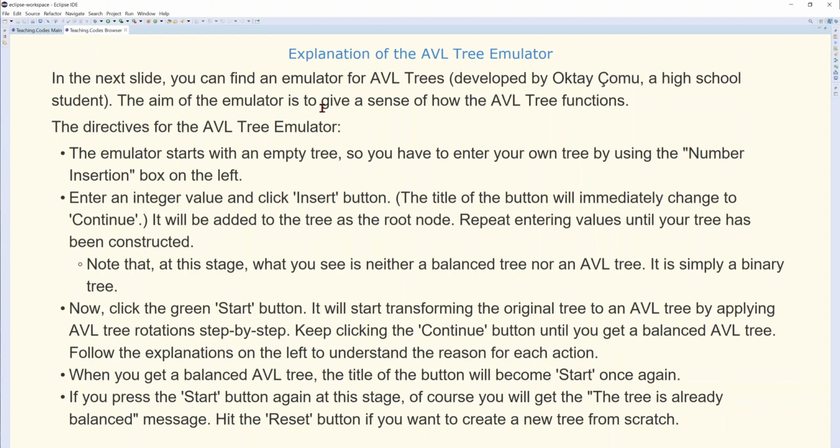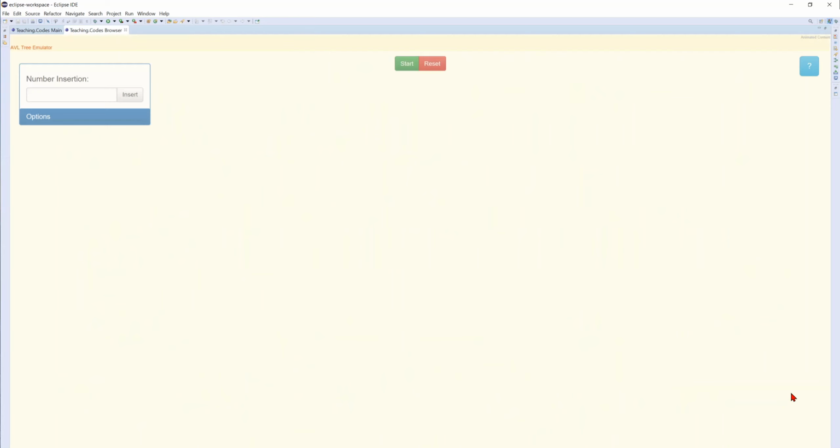This is not a simulator, but it's an emulator. What's the difference? In the case of an emulator, it works like the real thing. So you just give, as you will see, your own values, and it's just running all the code. It finds the imbalances and does the rotations and shows you the result. The directives here explain how it works, so rather than going over them, I will just show you the emulator. You can just read the directives yourself to learn how to use it.